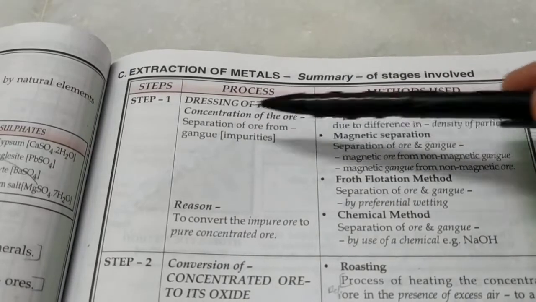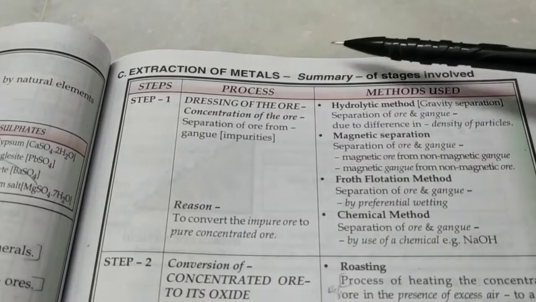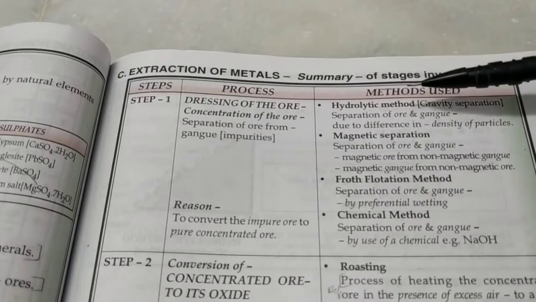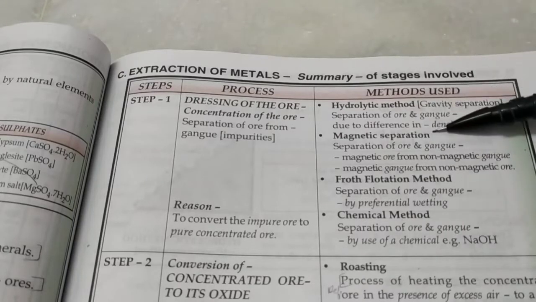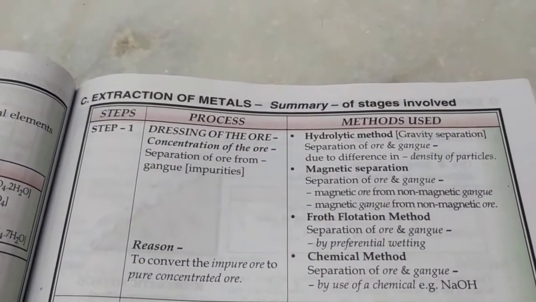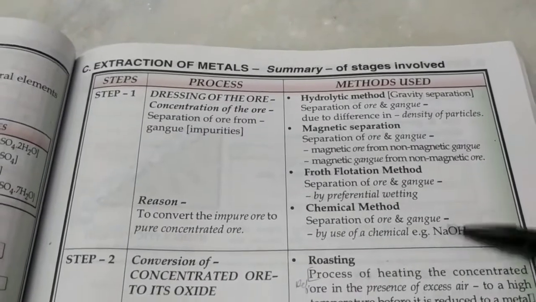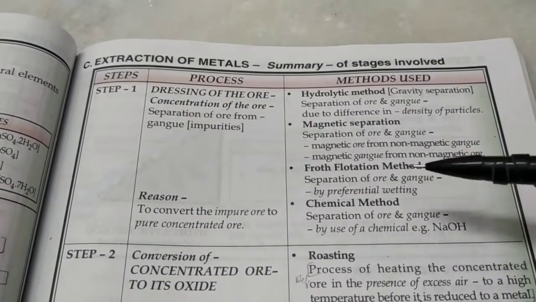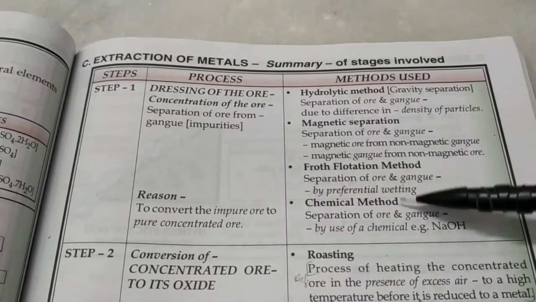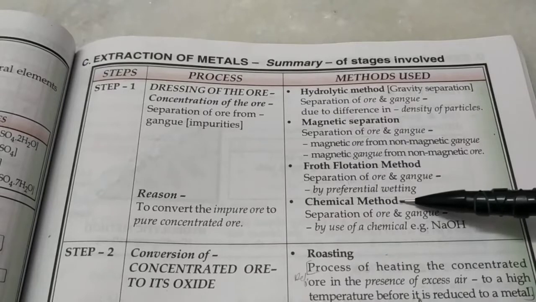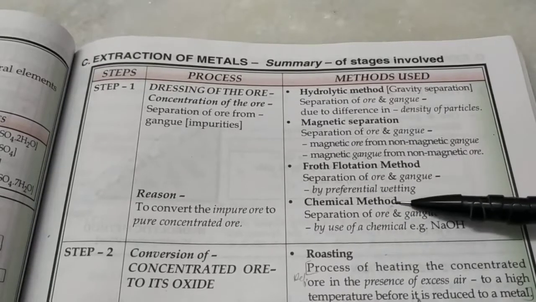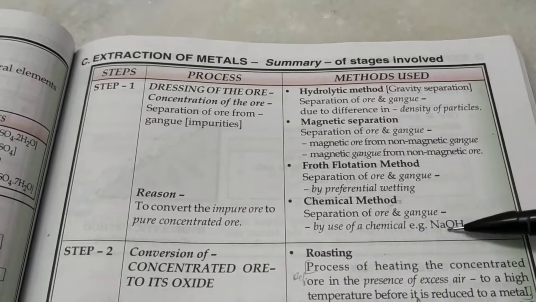We have to remove the gangue, that is the impurities, as much as possible by a simple process. Let's study four of them: hydrolytic method or gravity separation, magnetic separation, froth flotation method, and chemical method. We need not study this in detail because the syllabus has been reduced for this year. But we have extraction of aluminium in our syllabus, so we need to know that the chemical method is the one we are going to use to concentrate the bauxite ore for extraction of aluminium. And that method is called Bayer's process, where you will be using the sodium hydroxide chemical.